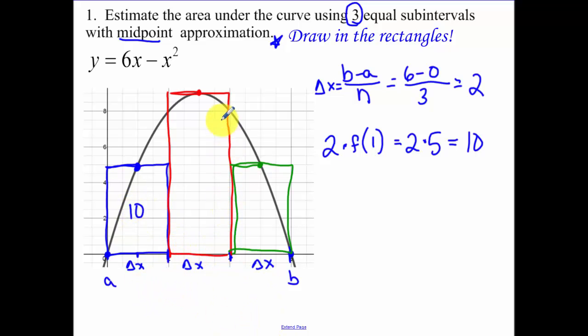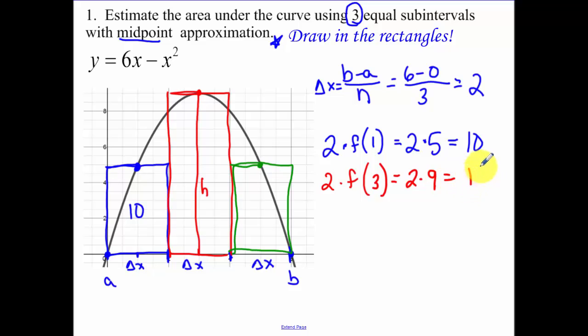Now the next rectangle, my width is 2. Our height, this is our height. The height is the function evaluated at where I found my height, which was f of 3. When I plug in 3, I get 9, so that's 2 times 9, which is 18. So the area of that rectangle is 18.